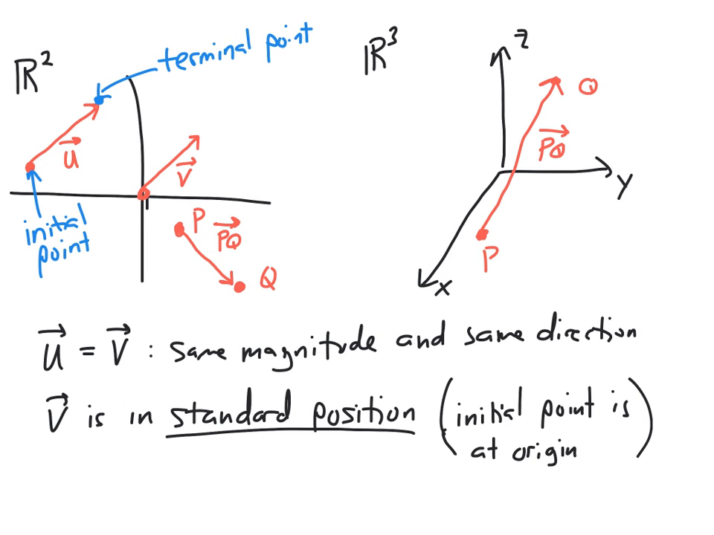And by having a vector in standard position, it allows us to write down that vector in a very nice way. To see what I mean by that, let's say we have a vector v, like the one we just had in the previous picture. Let's say it was in standard position. So we know its initial point is at the origin.